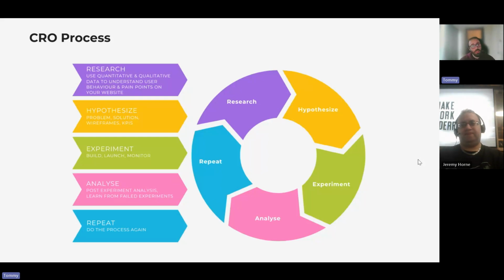You do the analysis on that. You identify what it was that went wrong, and generally you find out more than you did before, and then you generate more hypotheses, and then you repeat the process. So that's the general conversion rate optimization process.